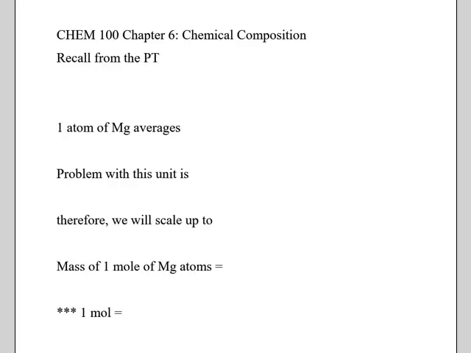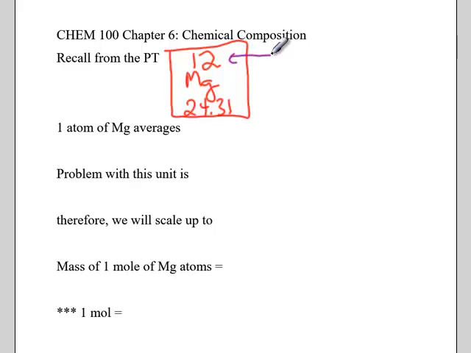In Chapter 6, we're going to use a lot of the information that we've already learned about the periodic table. So for example, if you look at the element magnesium on the periodic table, remember there are two numbers that go with each element on the periodic table. Magnesium has a 12 and a 24.31. The whole number, 12, that's Z, that's the atomic number, that's the number of protons.